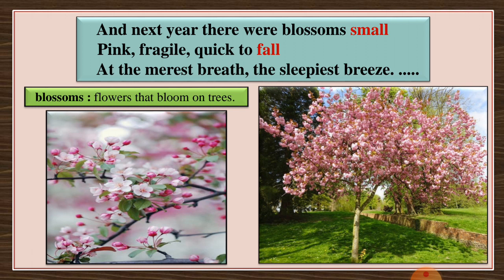So dear students, these lines are showing the beauty and delicacy of cherry blossom. Here we had a rhyming pair also. For example, small, fall. Now let's learn about the next lines with the help of the next slide.